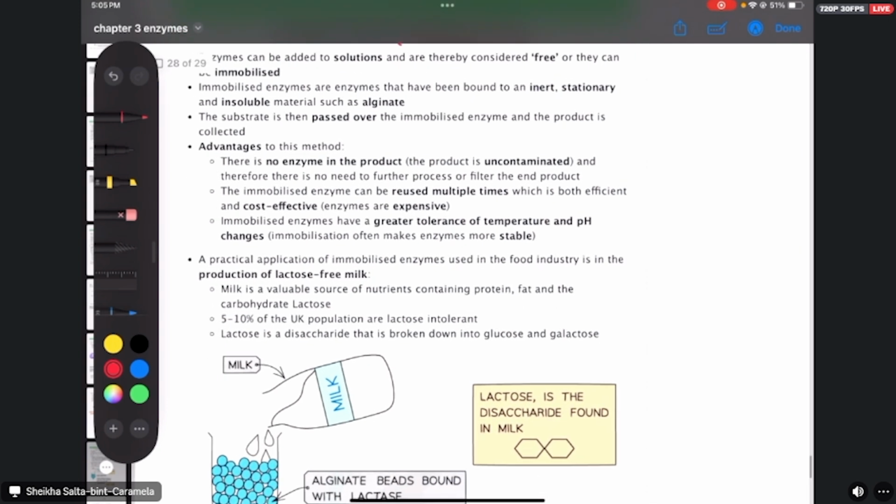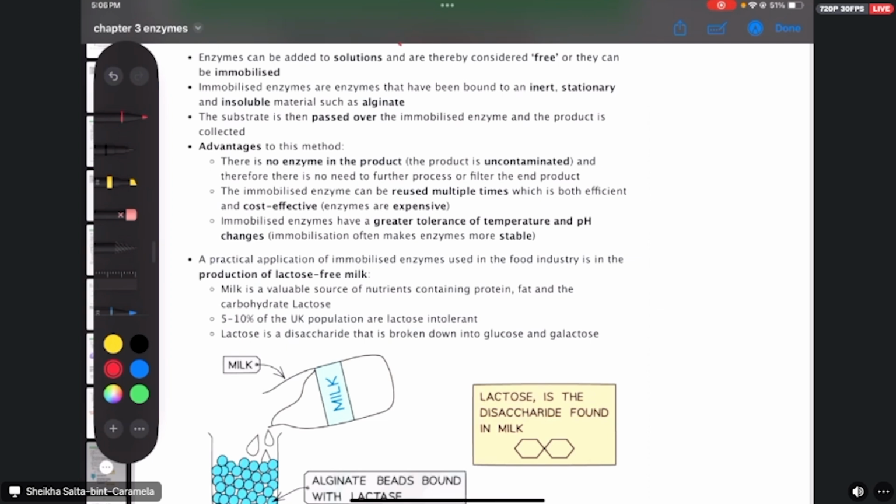The advantages of this immobilization are that the enzyme does not contaminate the product, so it is easier to package and sell. The immobilized enzymes can also be reused. We know that enzyme production is very costly, and this method makes it easier and cost effective. Immobilized enzymes are also more thermally stable and not very sensitive to pH changes. So if the product is changing the pH of the solution, it won't affect the activity of the enzyme.